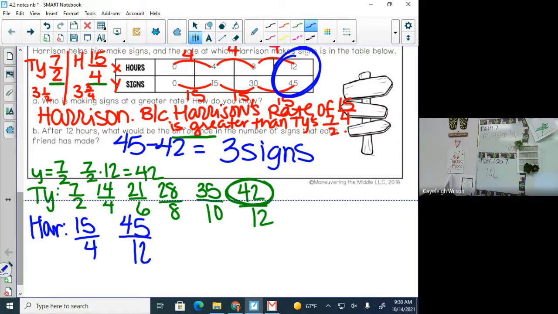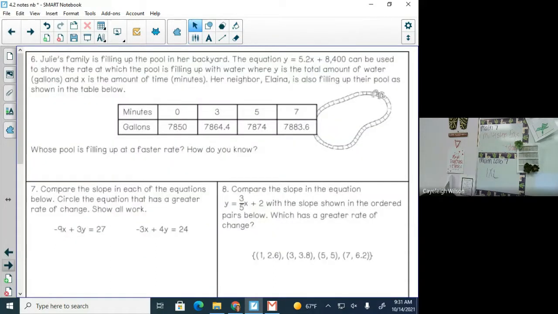All right, I want you all to flip it over, and I want you all to do number 6 by yourself. Give you a minute to do that one.